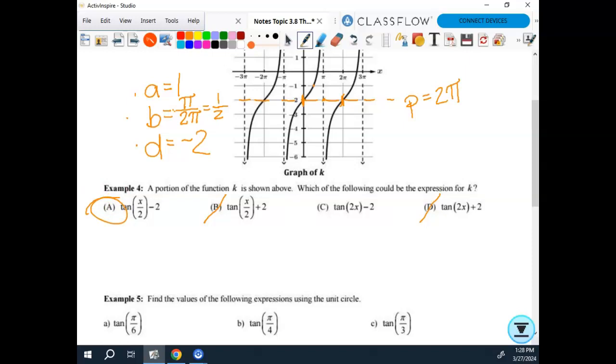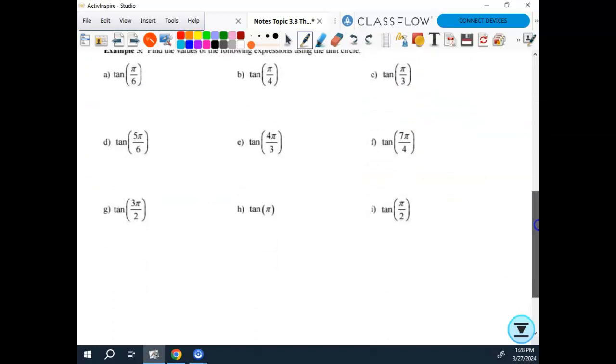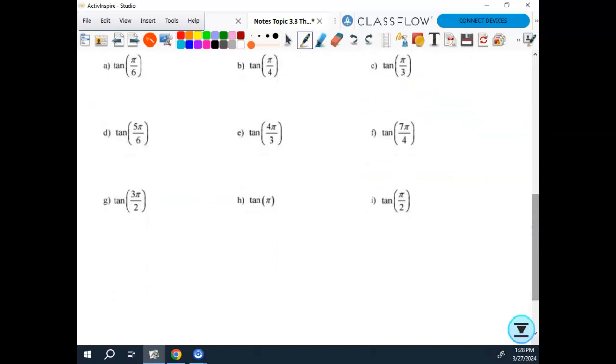Good. All right, so I'm going to give you a minute or two, and I want you to fill in these values from your brain. You got this. I know you do.